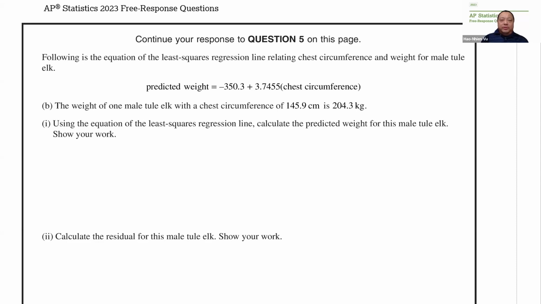Following is the equation of the least squares regression line relating chest circumference and weight for the male tule elk. Predicted weight is equal to that. And part B asks, the weight of one male tule elk with a chest circumference of 145.9 is 204.3. Using the equation of the least squares regression line, calculate the predicted weight for this male tule elk. Show your work. Predicted weight of this male tule elk. Sometimes I just copy down the question.